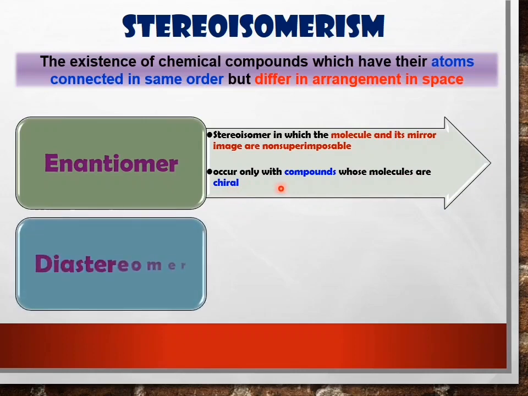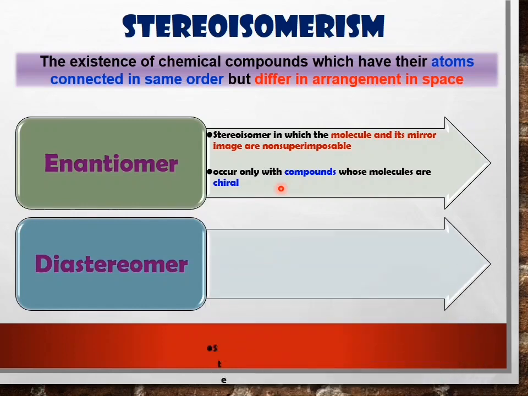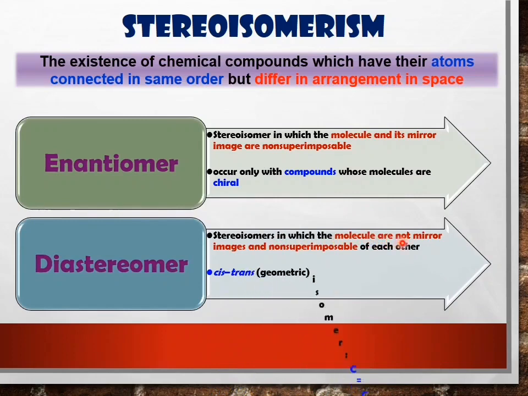Another one, we have diastereomer. Diastereomer is a stereoisomer in which the molecules are not mirror images and non-superimposable on each other. So diastereomer divides into two parts, which is cis-trans isomer, which consists of carbon-carbon double bond, alkene, and disubstituted cycloalkane, which is a cyclic compound that consists of a ring.